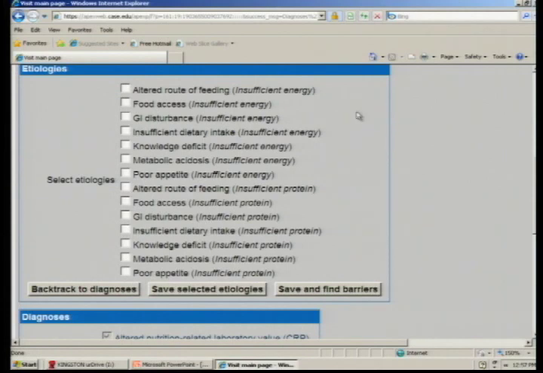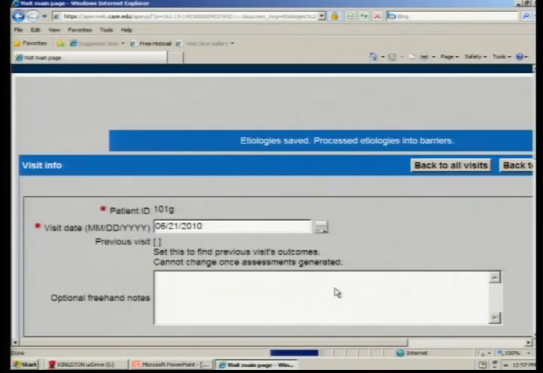So here are the etiologies. Is it the route of feeding, or insufficient energy? Food access, thus insufficient energy. You can go down the list and see, is it metabolic acidosis that's causing insufficient protein, or a poor appetite, or GI? What is it that's going on with your patient? So you can just select. I'm going to say it's metabolic acidosis, and then I'm going to save and find barriers.